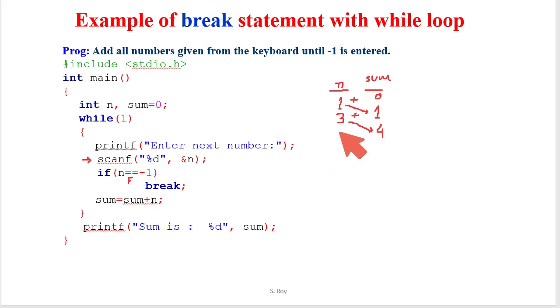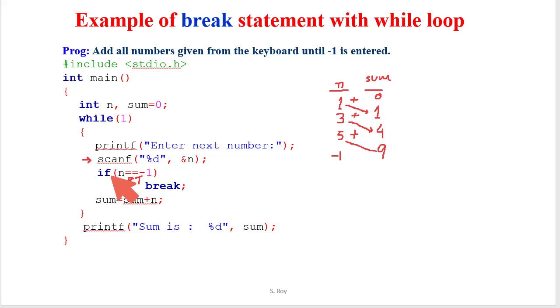Now the next value, say I have entered 5. Similarly, that will be added and the result, that is 9, will be stored into the sum variable. Now say next time we are entering -1 from the keyboard. So now the value is -1. When n is -1, this will provide true.